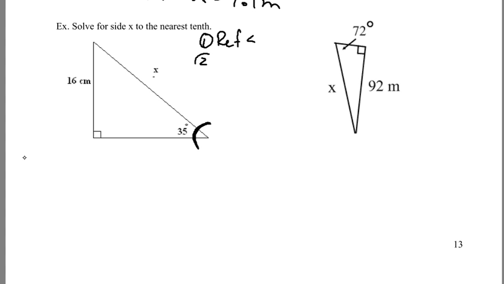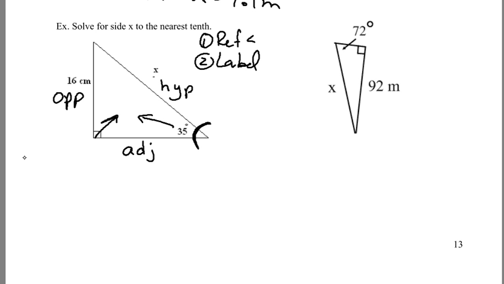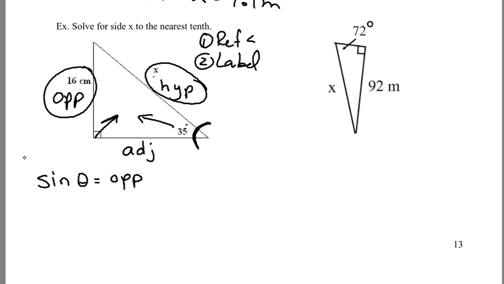Now, second thing, label the sides. Opposite the reference angle is side opposite. Opposite the 90 is the hypotenuse. Leaves us with the adjacent. But in this case, we're finding the hypotenuse. We have the opposite, which is good because sine of theta is opposite over hypotenuse. Trying to find the hypotenuse, we're going to use the opposite. Adjacent doesn't help us in this case.